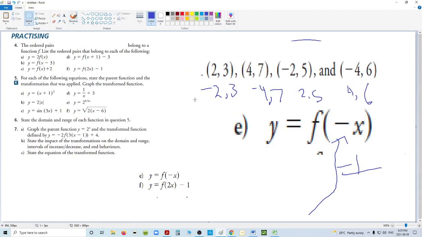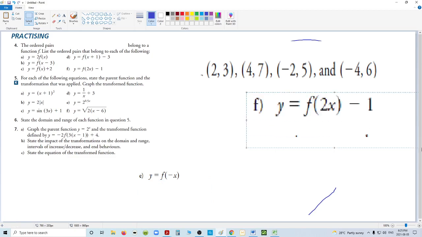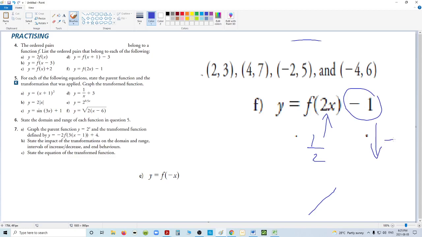Okay, what about the last one? The last one's this. And my mouse battery's getting weak. 2 transformations. You might say all my x values are multiplied by 2, but no, they're not. They're multiplied by half. And this is outside, so that means I lower all my y values by 1.